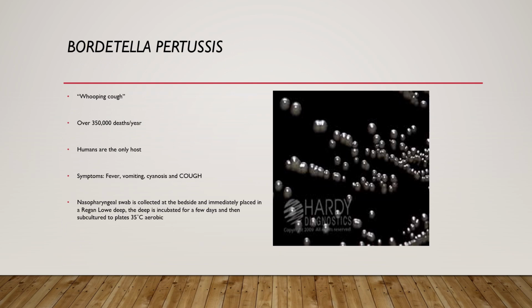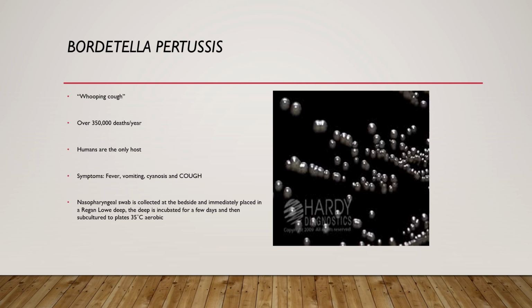Bordetella pertussis, often called whooping cough, is named after the whoop sound that people make trying to catch their breath after prolonged coughing. There are over 350,000 deaths per year. The virulence factors of Bordetella pertussis are membrane proteins that help it attach to the host, and the pertussis toxin, which interferes with the host proteins. Humans are the only host, and the symptoms are fever, vomiting, cyanosis, and cough.